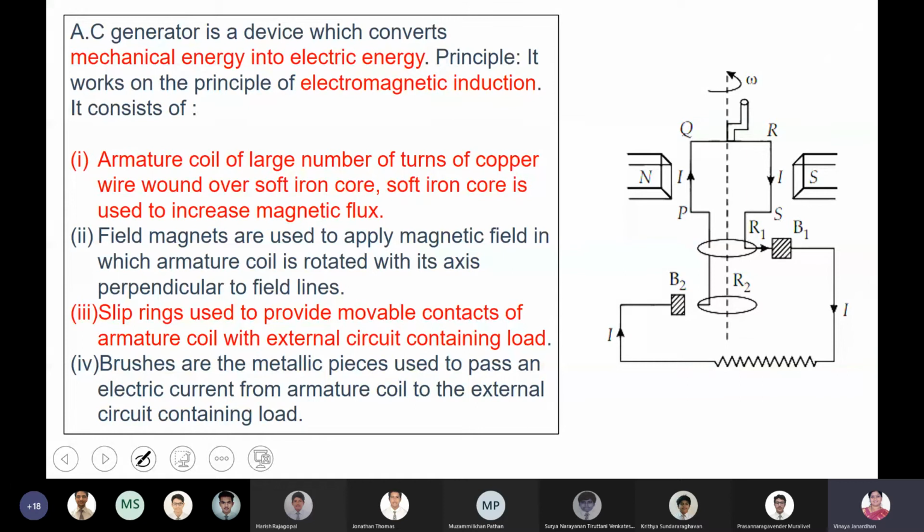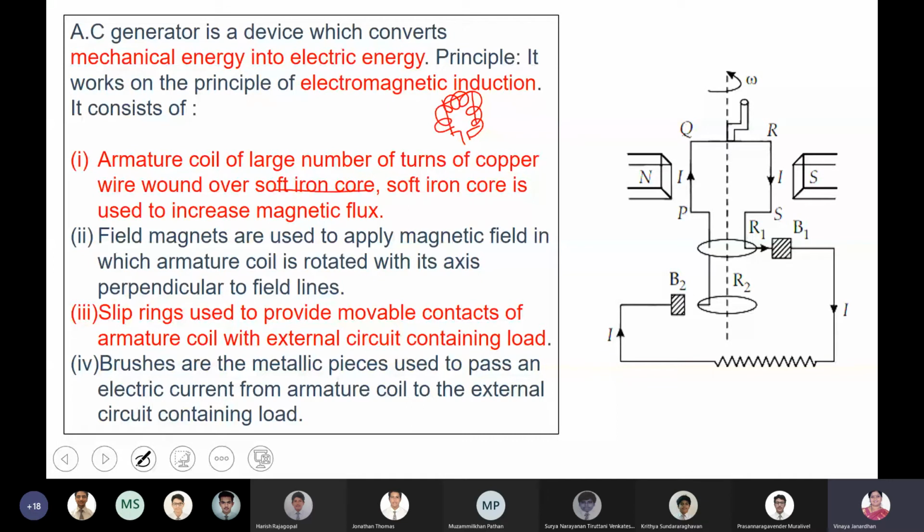Principle is electromagnetic induction. Now it consists of an armature coil. Armature coil is nothing but you take a magnetic material in a rectangular form, and then you wind a number of turns of insulated copper wire over it. Now that forms what we call an armature. Now why is the armature used? A number of turns of copper wire wound over soft iron core.